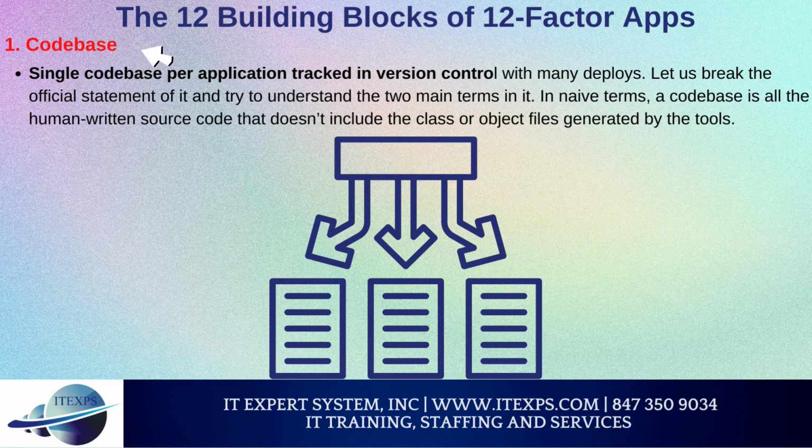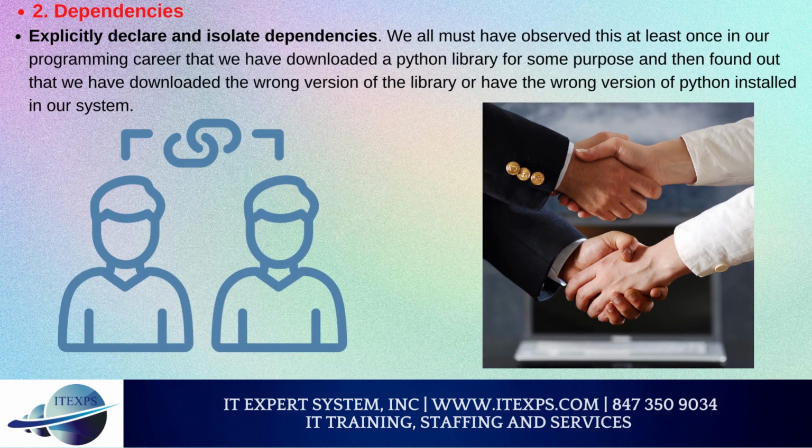2. Dependencies. Explicitly declare and isolate dependencies. We all must have observed this at least once in our programming career, that we have downloaded a Python library for some purpose and then found out that we have downloaded the wrong version of the library or have the wrong version of Python installed in our system. This generally happens because the task of managing the dependencies is given to the developer.